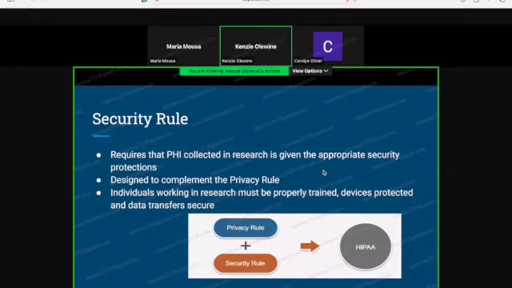The security rule is designed to complement the privacy rule, and for those two to encompass HIPAA, as dictated by this picture below. The security rule requires that PHI collected in research is given the appropriate security protections. Individuals working in research must be properly trained. The devices need to be protected, and data transfers must be secure in order to follow the security rule.